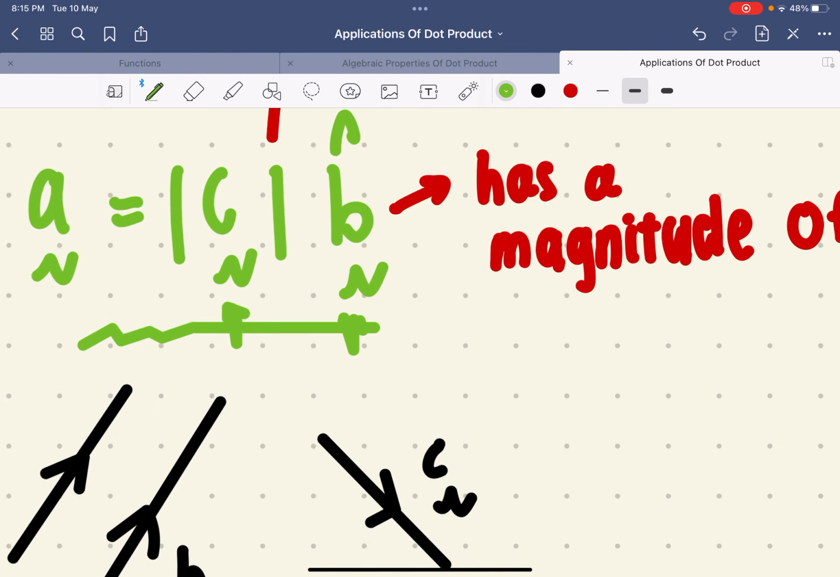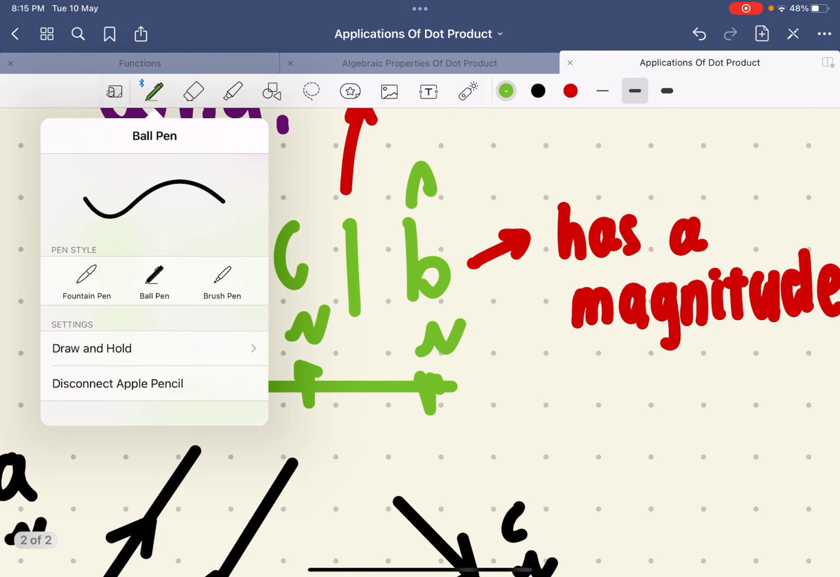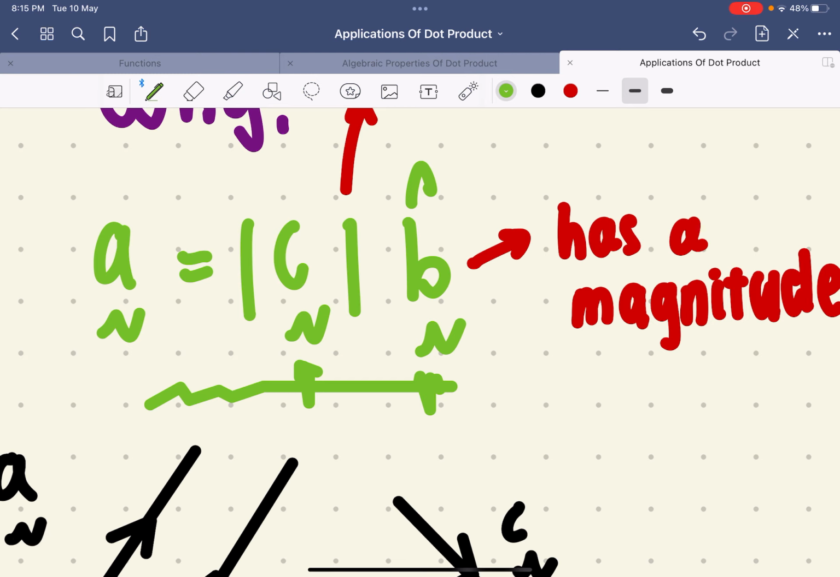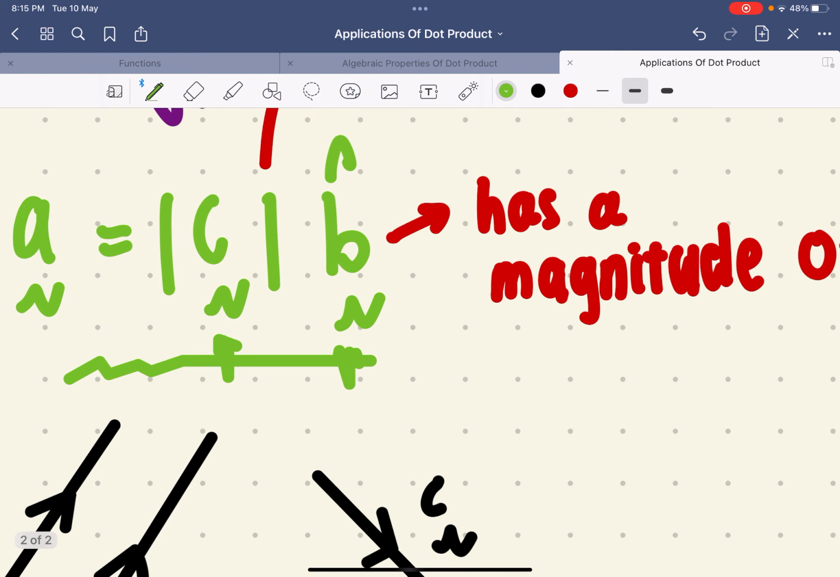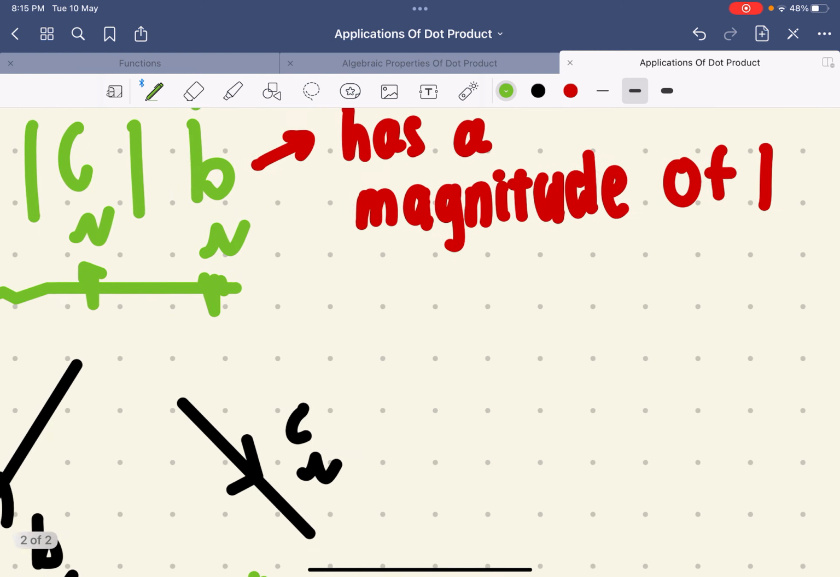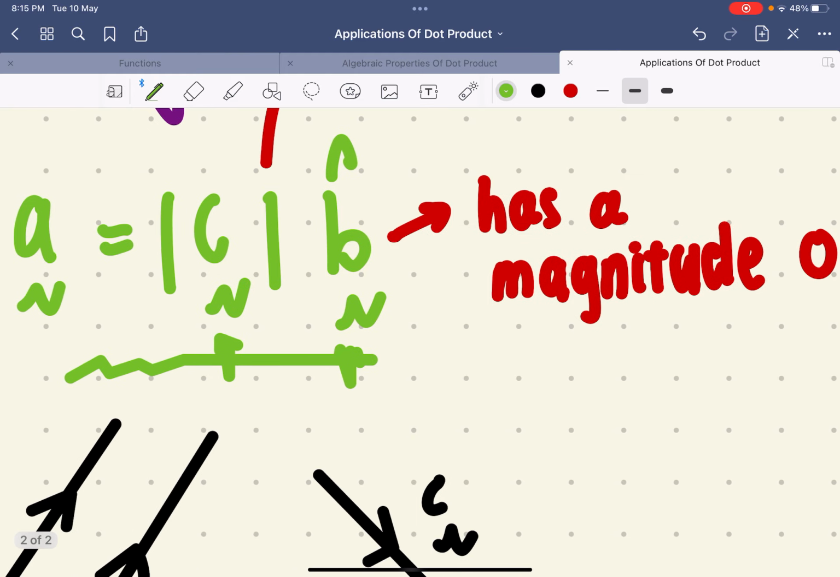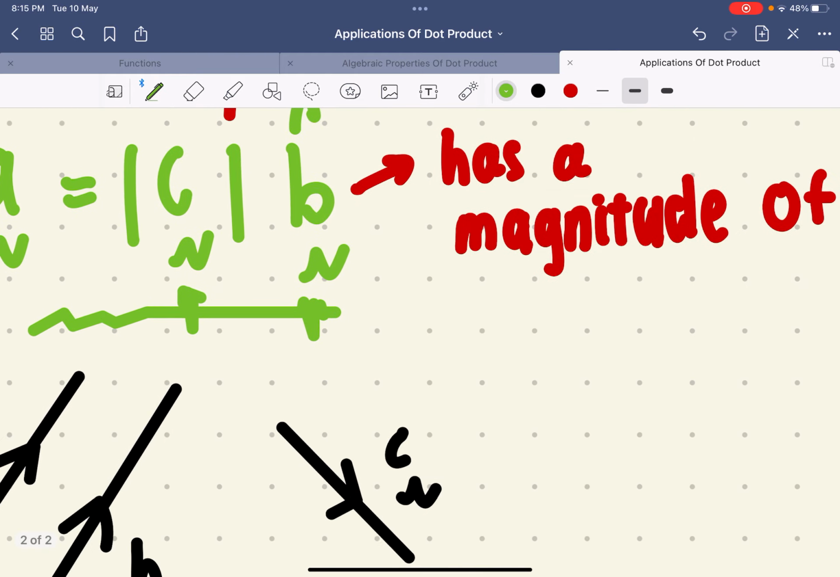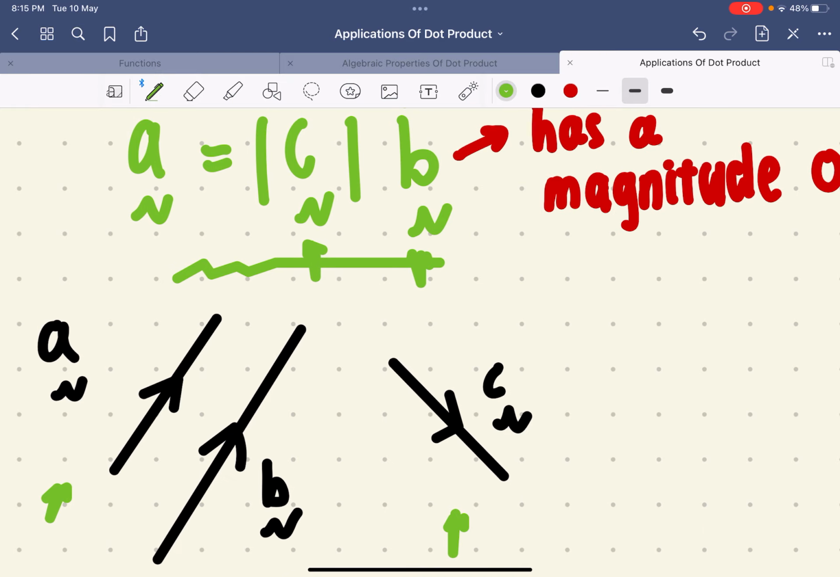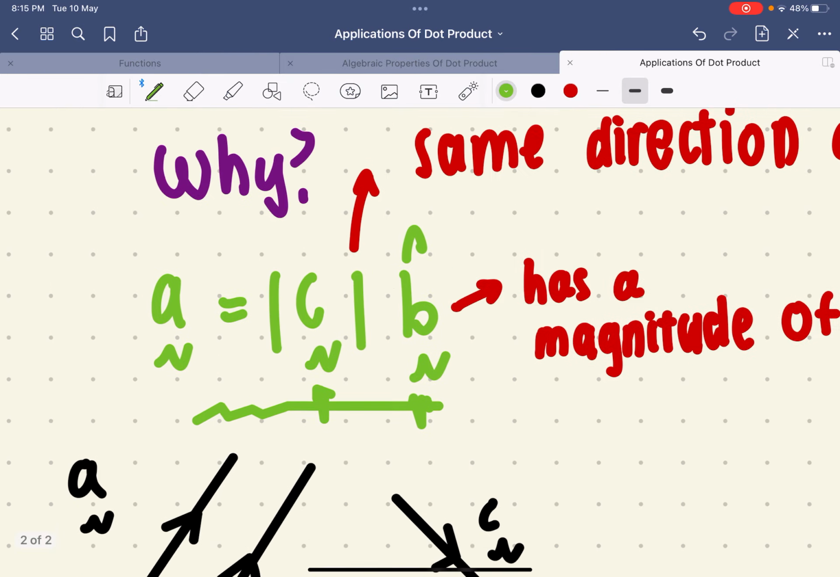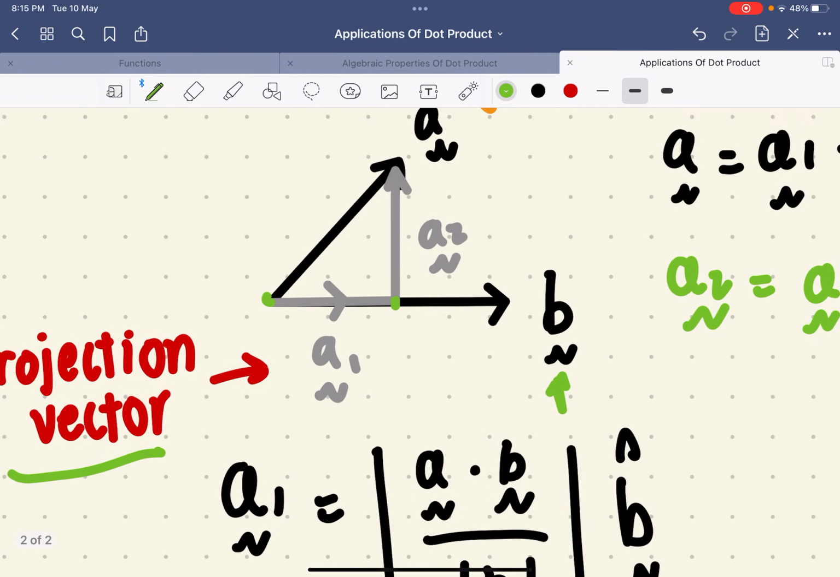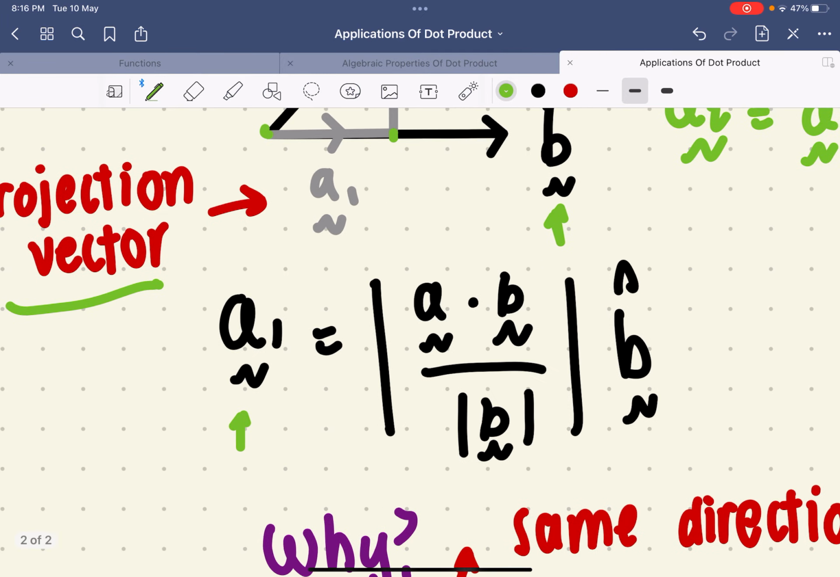Then why can this be the case? Okay, this gives out a magnitude, sure. But B cap, why can we put a B cap there? Wouldn't this affect the magnitude? No. B cap is a unit vector. A unit vector has a magnitude of 1. So even if you multiply it, it won't affect the numerical magnitude. So B cap will just provide us with the direction of A. Same concept here.